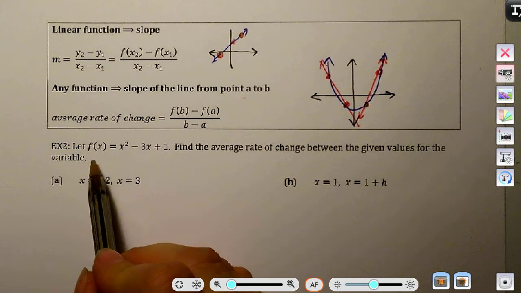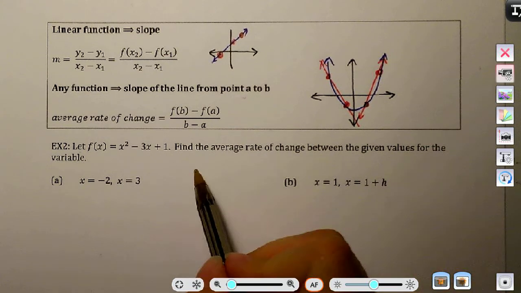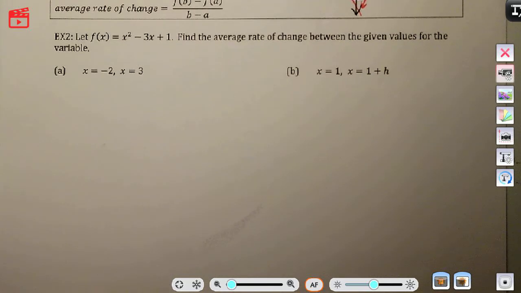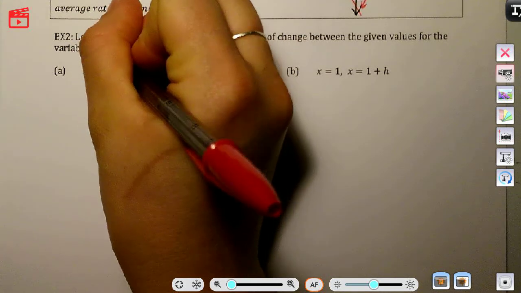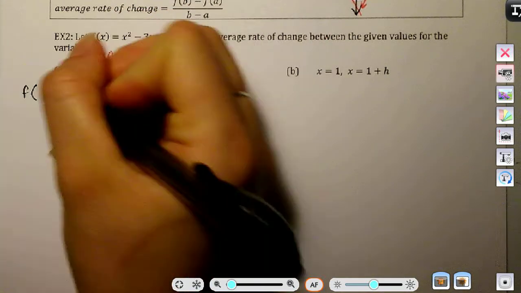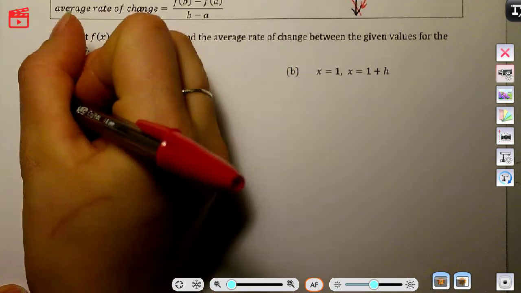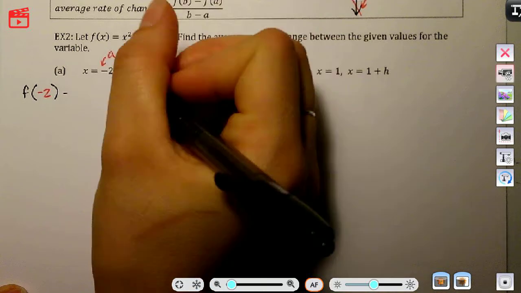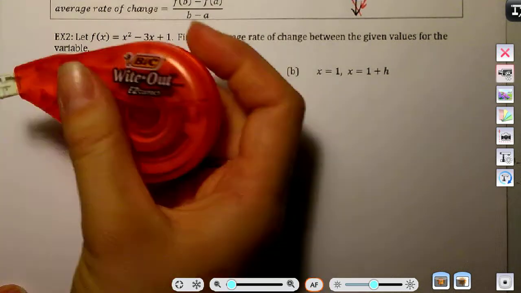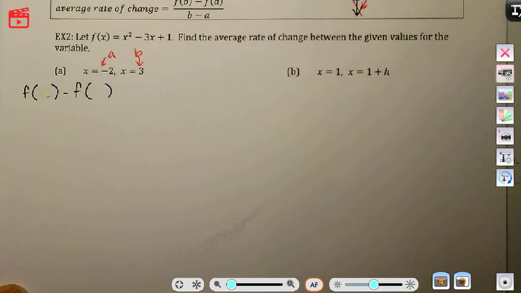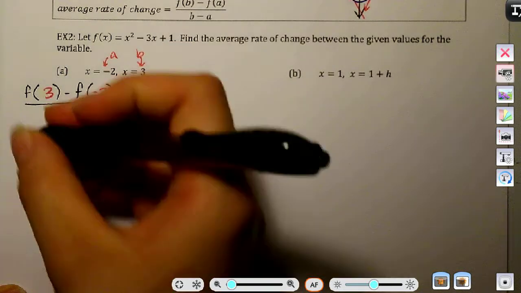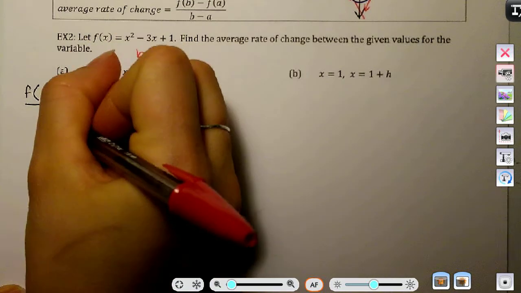So for example 2, let f of x equal x squared minus 3x plus 1. So we're trying to find the average rate of change between the given values for the variable. All right. So let's go ahead, and this is going to be our a value, and that's going to be our b value. So plugging this into the function, this is going to be f of my a value is negative 2 minus f of my b value is, oh, and sorry, I just plugged that in incorrectly. So it's my b value minus my a value. So my b value is 3, and my a value is negative 2. And then divide that by 3 minus negative 2.